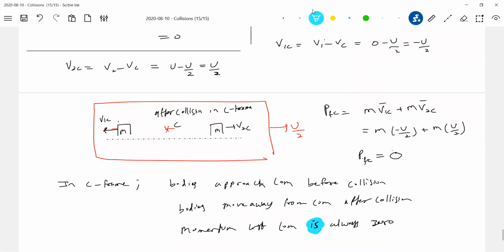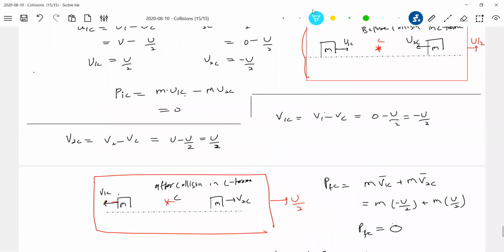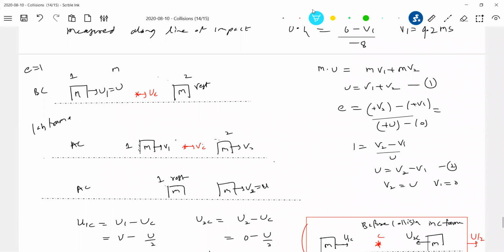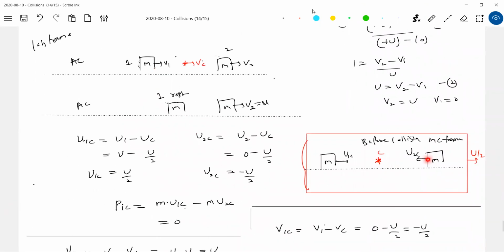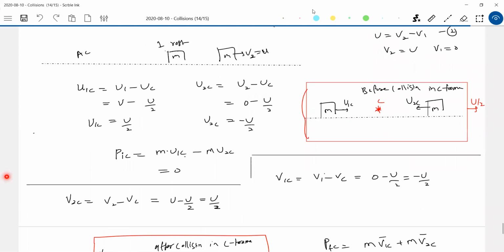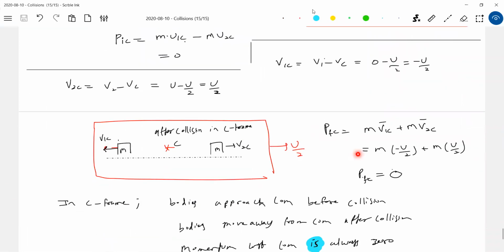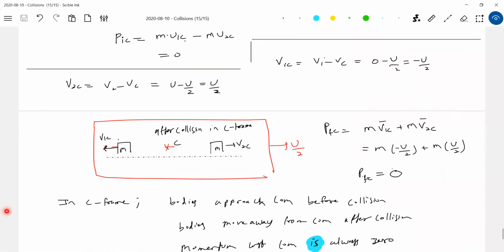In the lab frame, what is the sequence? Two is at rest, one is moving. After collision, one will come to rest, two will move. In the C frame, both will approach the center of mass with the same speed. They collide at the center of mass, and they will recede away with the same speed. Momentum with respect to center before and after collision will be 0.